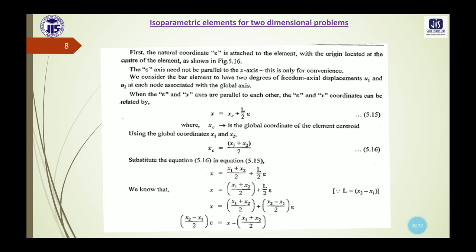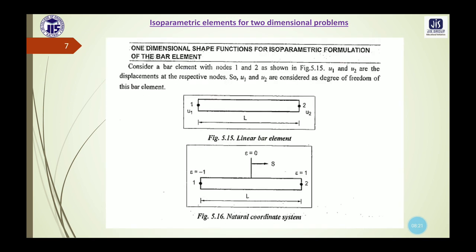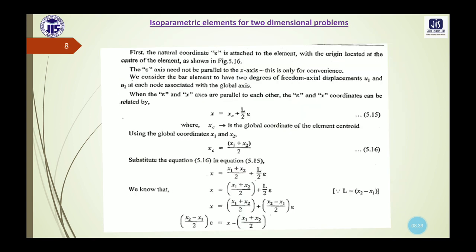Now first, the natural coordinate epsilon is attached to the element with the origin located at the center of the element. As you can see here in figure 5.16, the natural coordinate epsilon is attached here. Corresponding to node 1 we have epsilon equal to -1, and corresponding to node 2 we have epsilon equal to 1. The epsilon axis need not be parallel to the x-axis, this is only for convenience.